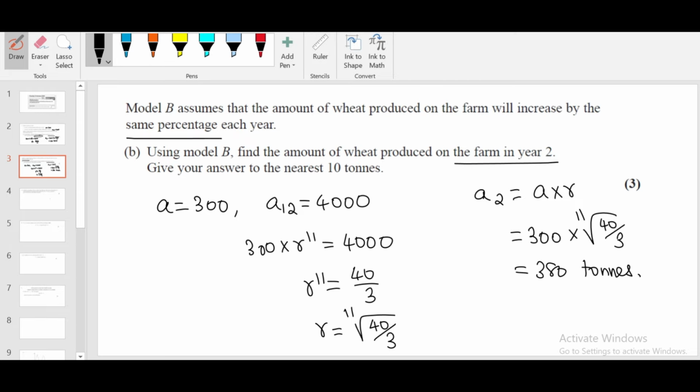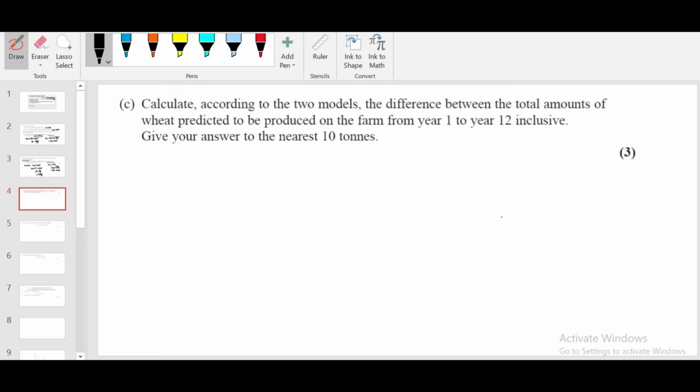That's all. Another 3 more questions. Let's move on to part C now. Calculate, according to the two models, the difference between the total amounts of wheat predicted to be produced on the farm from year 1 to year 12 inclusive. They want you to find the sum of 12 terms for both models.